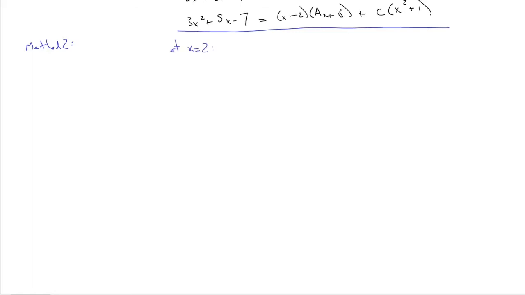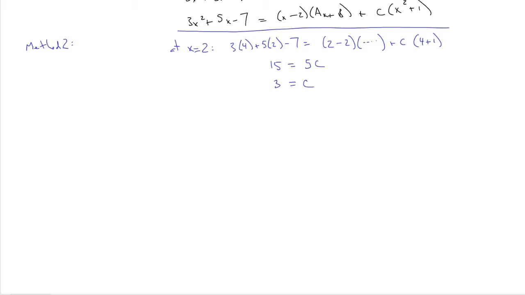In particular, if you look at what happens at x equals 2, then you get, plugging in x equals 2 on the left, 3 times 4, because that's 2 squared, plus 5 times 2 minus 7. And on the right, you get 2 minus 2 times some stuff. I don't care what it is, because 2 minus 2 is 0, so that term is going to go away entirely, plus c times 2 squared plus 1, which is 4 plus 1. Which, after you do the arithmetic, simplifies to 15 equals 5c, and you automatically get that c is equal to 3. So that was a lot easier than the work that we had to do to find out that c was equal to 3 through method 1.